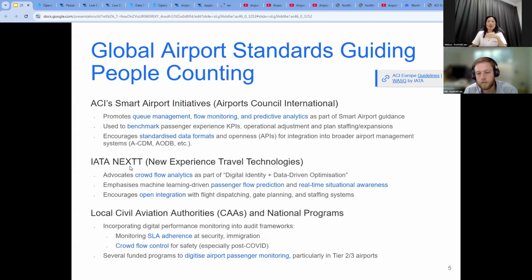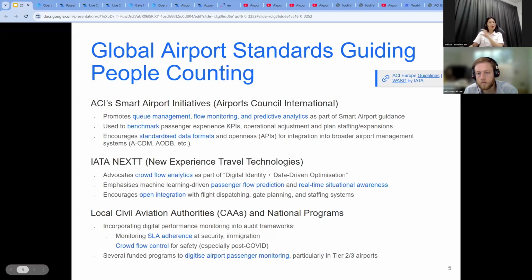IATA, next, positions crowd flow analytics as a pillar of the digital airport, pushing for machine learning-powered prediction and system-wide awareness in real time as well, from gate planning to workforce management. And increasingly, the CAA are incorporating flow monitoring into audit frameworks, especially around SLA adherence, crowd safety, and operational resilience, with special funding now being directed to Tier 2 and Tier 3 airports for digital upgrades.